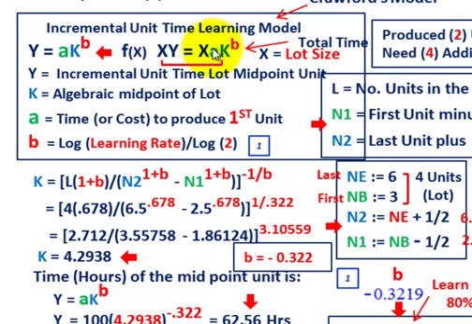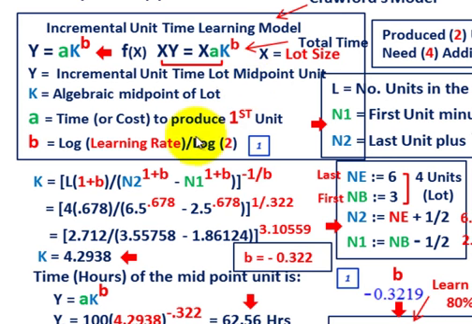So we'd have X times A, the cost to produce our first unit, times K, that algebraic midpoint, raised to our exponent B. Nonetheless, we have to multiply both sides by X to determine our total cost. This is the unit cost, and taking X times it gives our total cost. So we have to expand on this here.